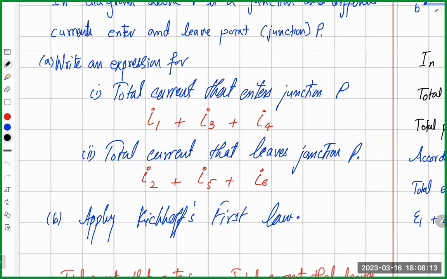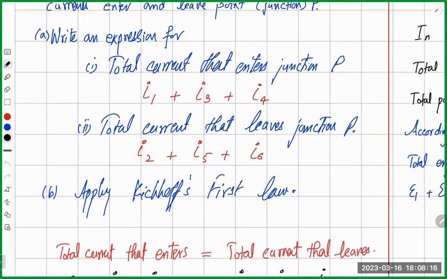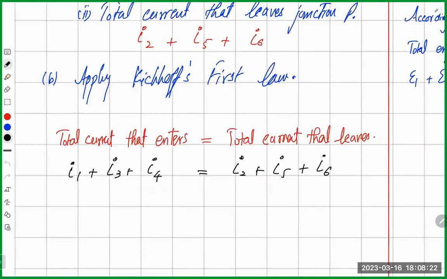Total current that is coming is I1, I3, I4. Total current that leaves is I2, I5, I6. So apply Kirchhoff's law, total current coming equals total current leaving. These kinds of equations can help you to solve a problem. For example, if you know different currents that are coming, you can find out what currents are leaving, and then you can find any missing current or any relationship between two missing currents.